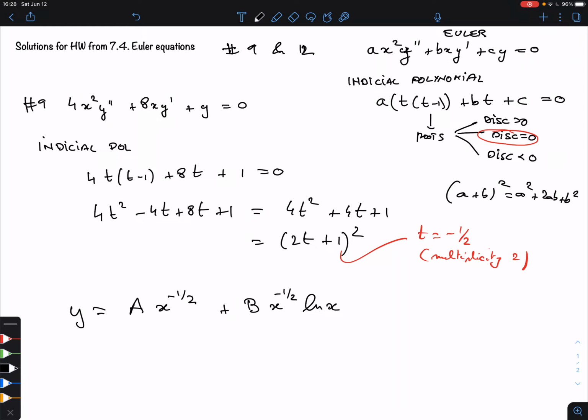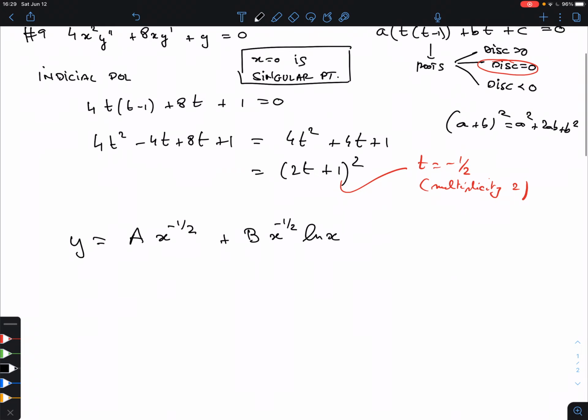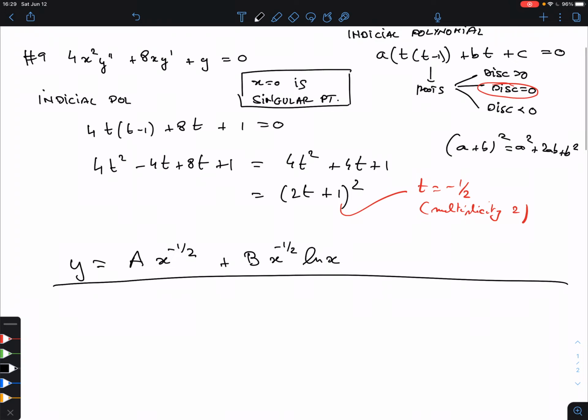There was no initial condition in this case, but there could be initial conditions. Of course, the initial condition cannot be at x equals 0. I should point this out: x equals 0 is a singular point for this equation. You could say, why don't we just plug in a power series here? So let's see. This is not part of the homework, but I want you to see what goes wrong.